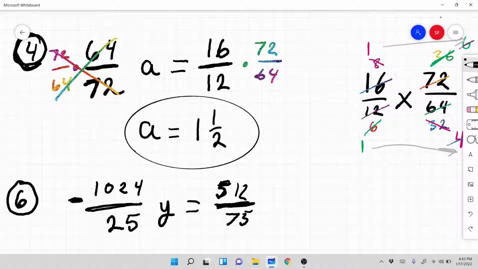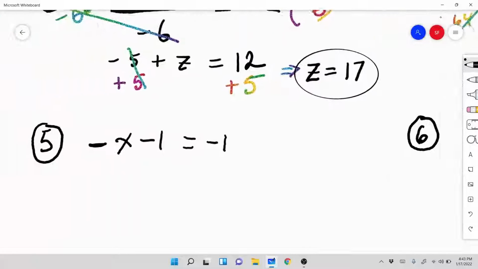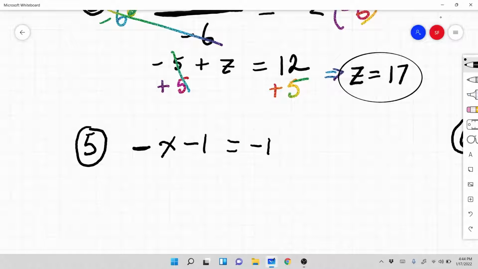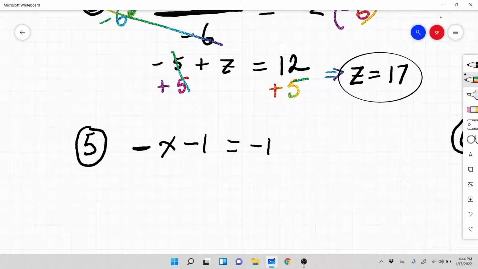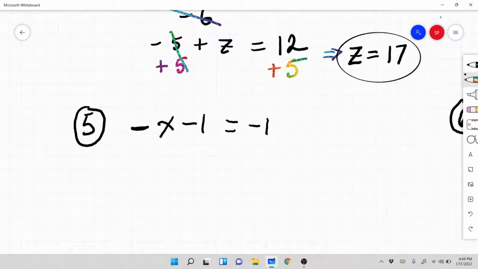There we go. Easy peasy lemon squeezy. Let's look at number 5. This problem's a little bit sneaky because this one is actually a two-step problem, even though it kind of looks like it's a one-step problem. There's actually a couple of different ways to go about doing this one. We're going to do it kind of the way we've been doing this style of two-step problems in class.